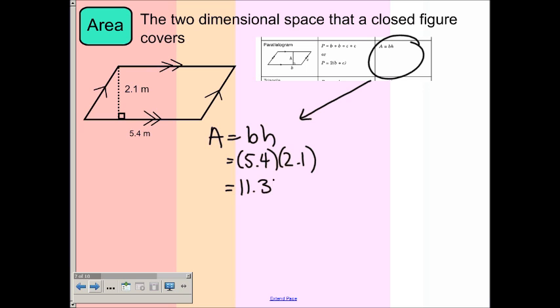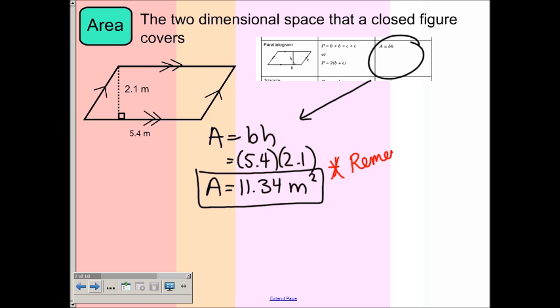Things would be a little bit different if I actually had the side length, or one of those parallel sides, given. Again, you would have to use the Pythagorean theorem in order to figure that out. So we end up getting 11.34 meters squared for the area of this parallelogram. One key thing to remember is with area, we are squaring units. These are squared units, so not only do you have to remember to put in the units, but you also have to remember to square them as well.